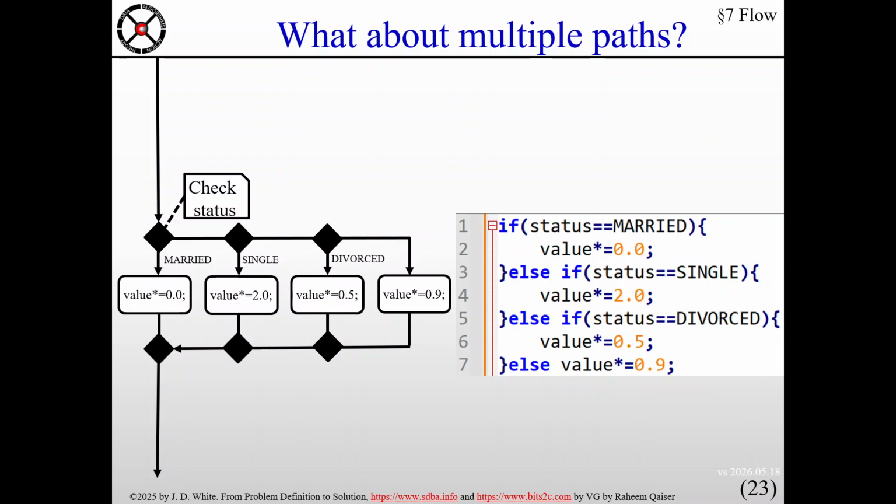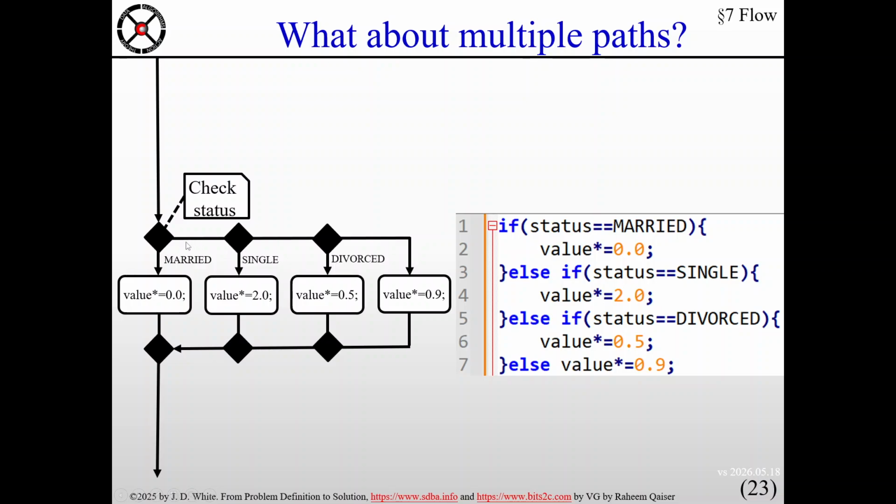So for example, check status. I've got a check status. If the person is married, their value is no value. If the person is single, their value is their initial value times 2. You can see here we split, join. Single, we split. Next, check the next condition. If they're single, we multiply the value by 2, and then we merge and go back.